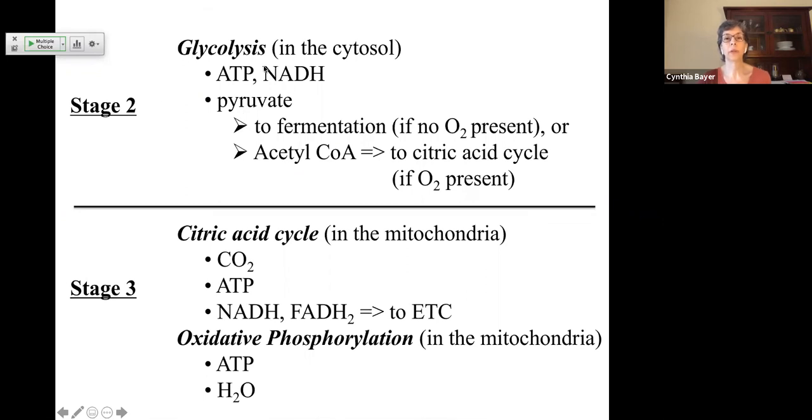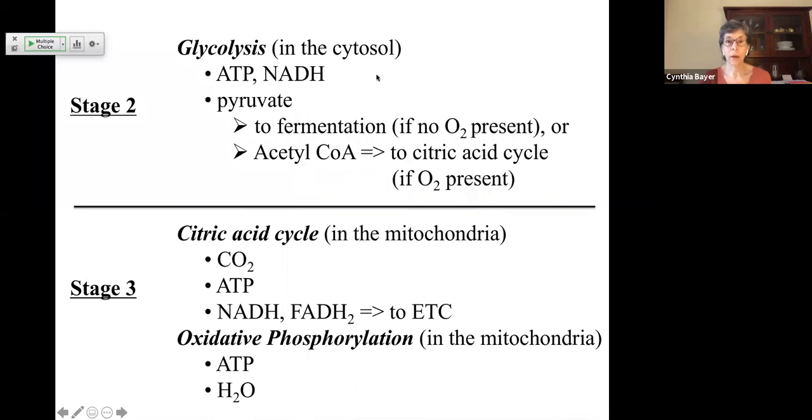In the process, a little bit of ATP is generated and some electrons are transferred to the electron carrier NADH. Pyruvate then, in a cell that does not have any access to oxygen, will be reduced in the process of fermentation. But in the most efficient form of cell respiration, aerobic respiration, when the cell does have access to oxygen, pyruvate will be further oxidized to acetyl-CoA.